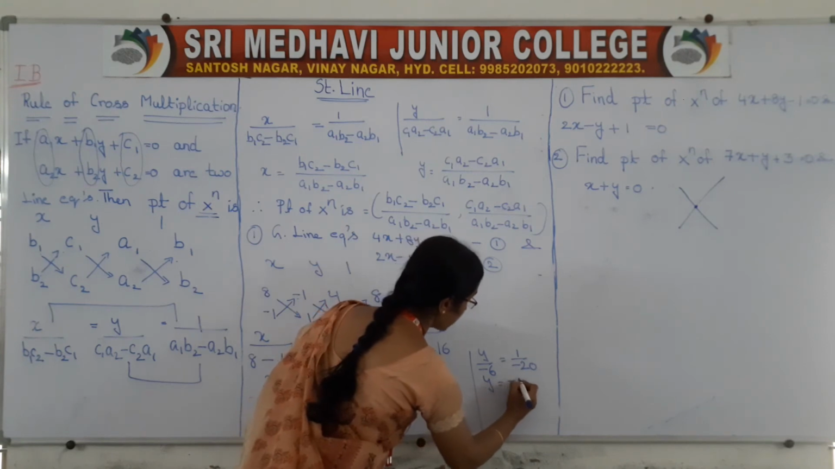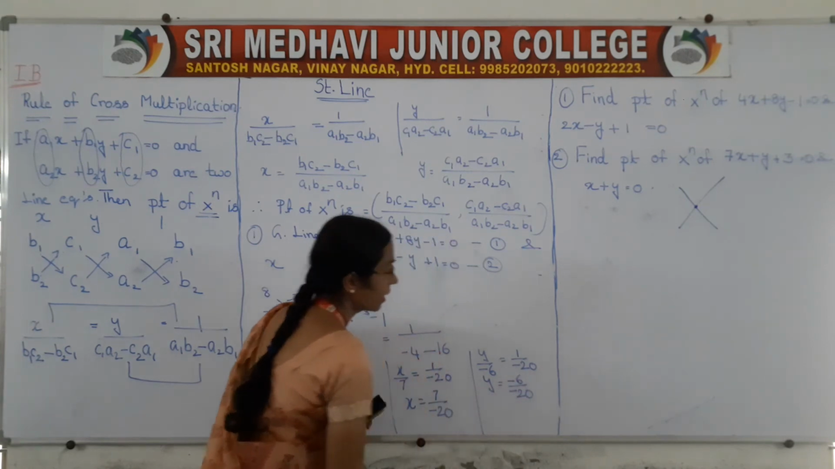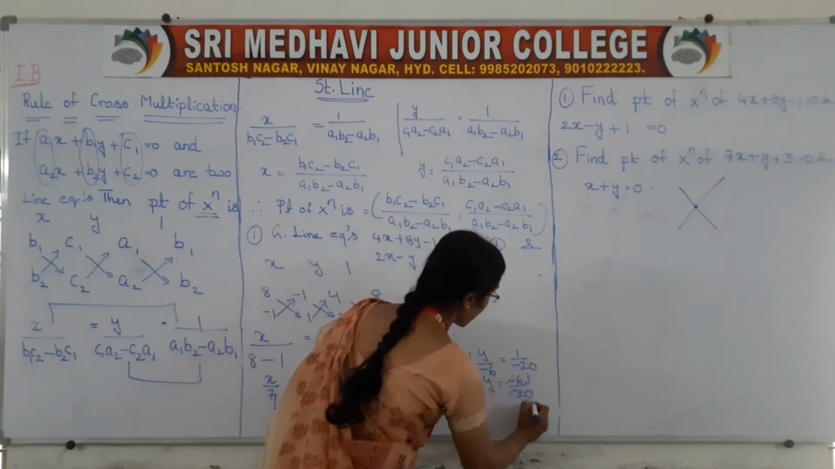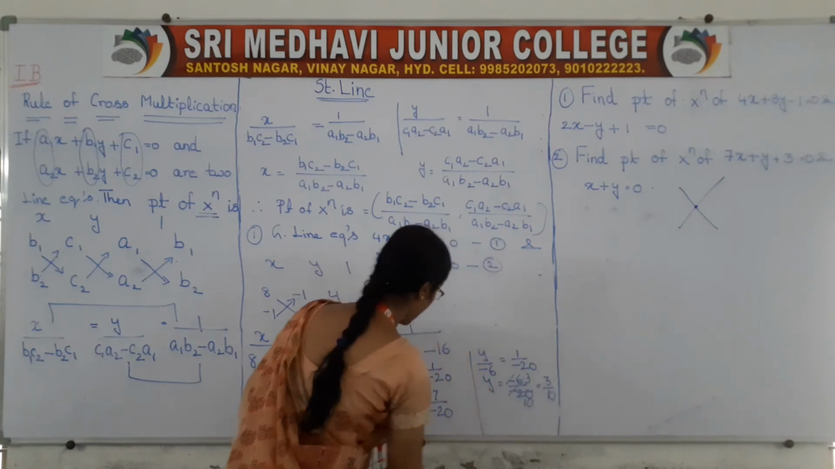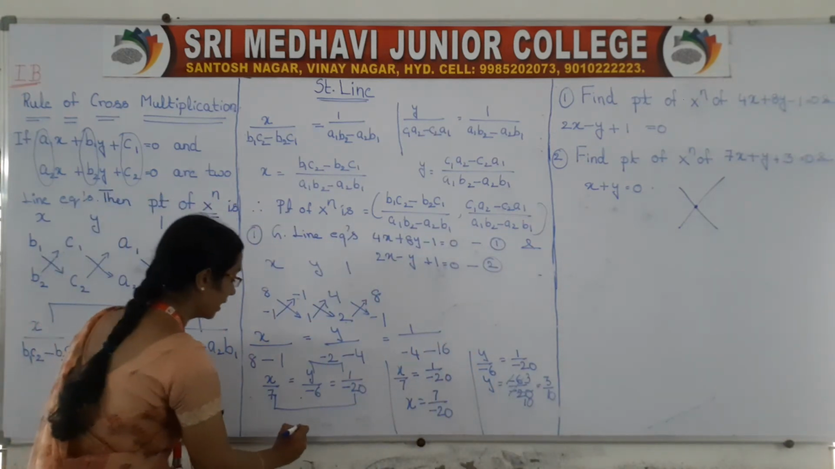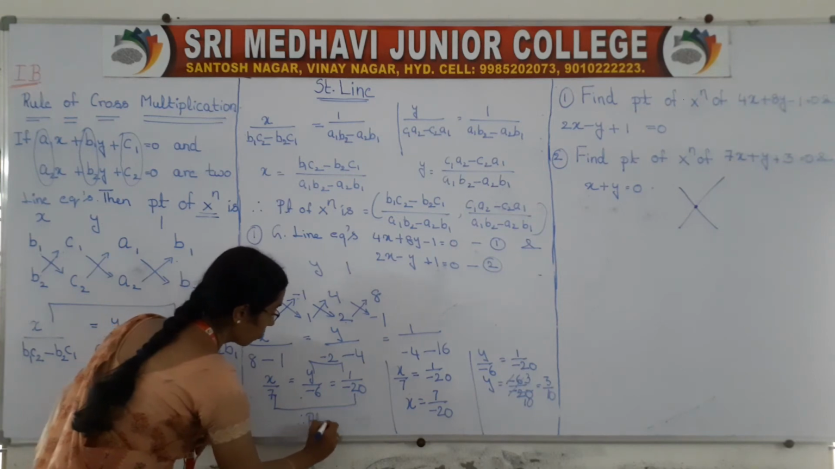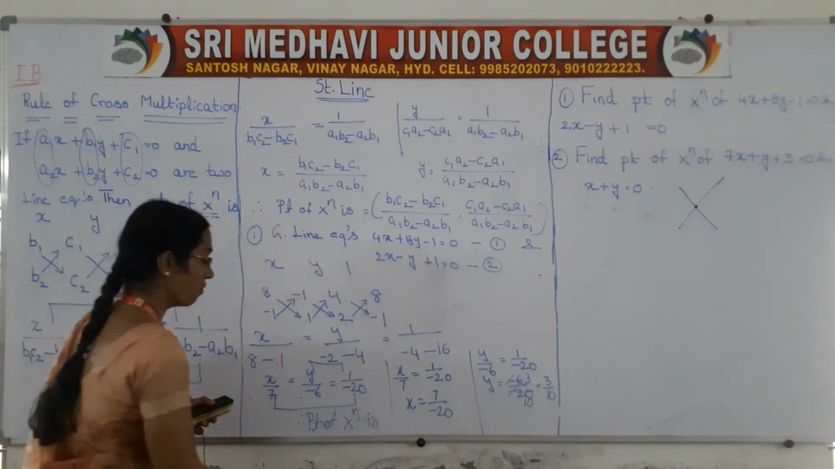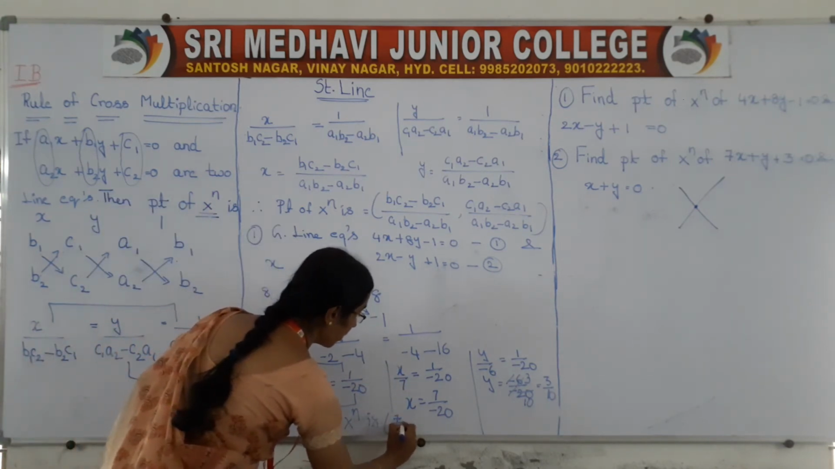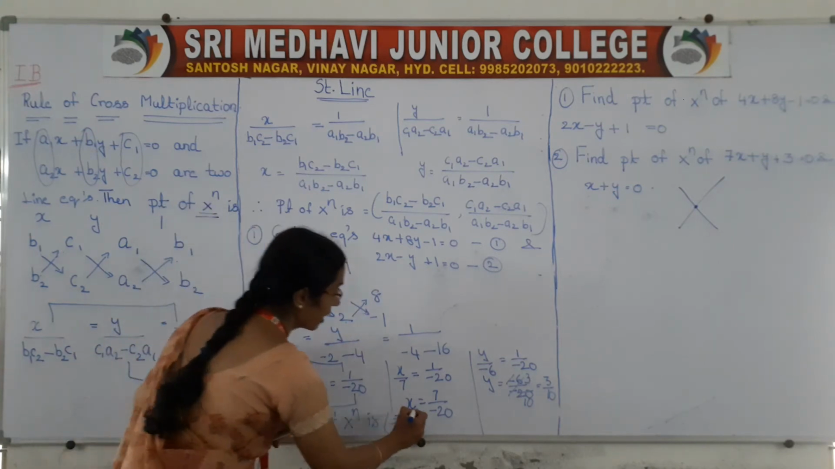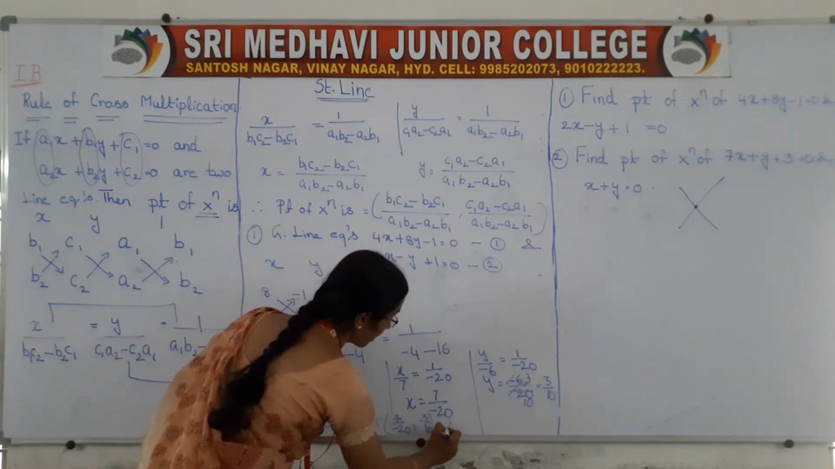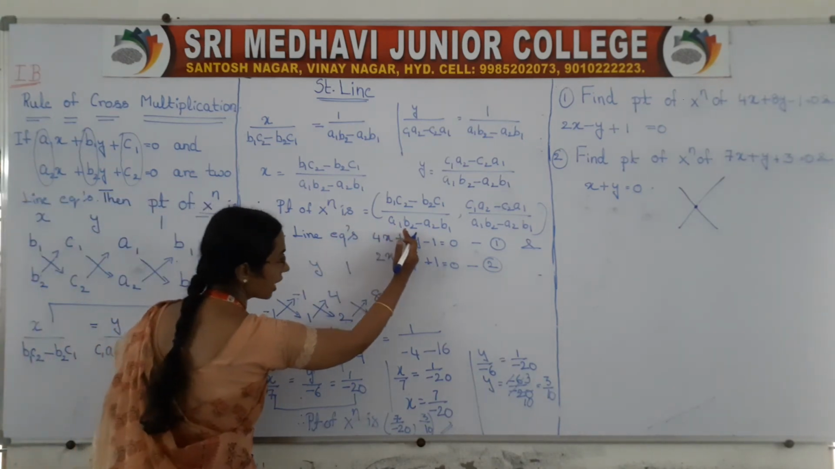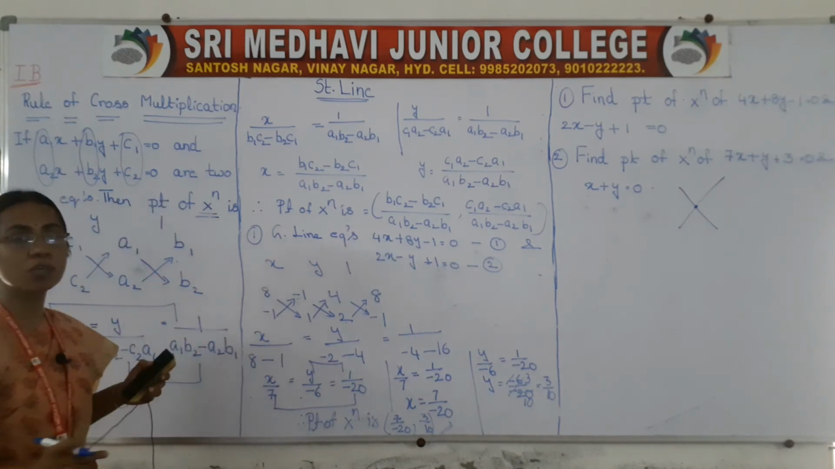So y is equal to minus 6 by minus 20. Minus minus cancel. 2 3s are 6, 2 10s are 20. So it is 3 by 10. Therefore, at the end, what is the point of intersection? The point of intersection is, we will write x and y values: 7 by minus 20 and 3 by 10. This is the answer.